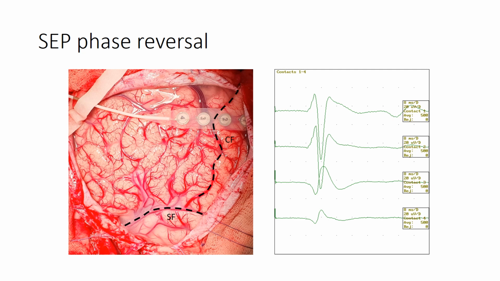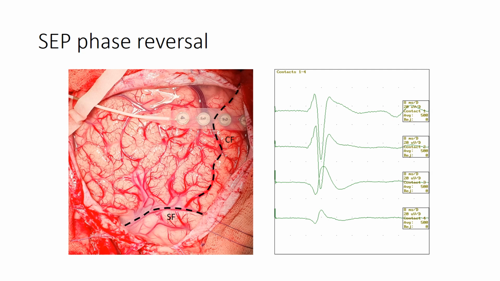This is again a case of left-sided focal cortical dysplasia, a very large focal cortical dysplasia. It engages most of the frontal lobe, but also parts of the precentral gyrus, the lateral part of the precentral gyrus. This is a case of a 3-year-old child, and in this case we had no other options for mapping of the central region.